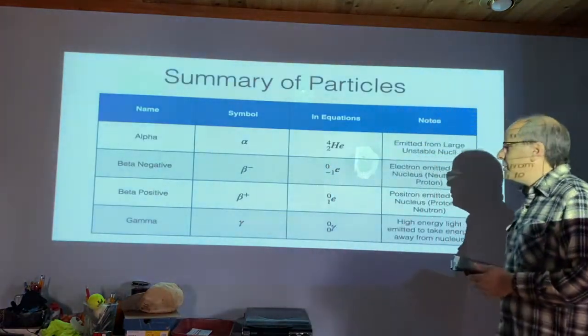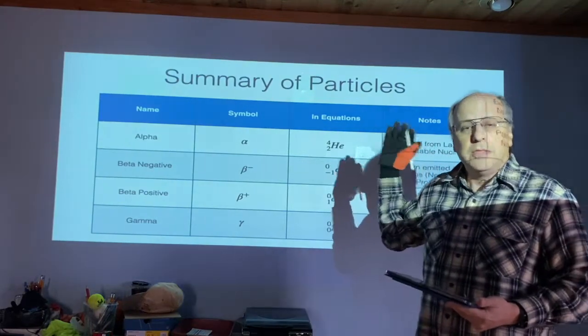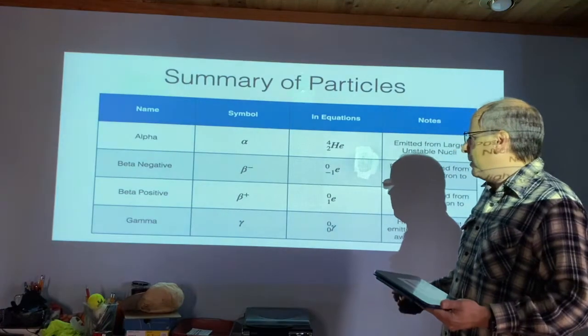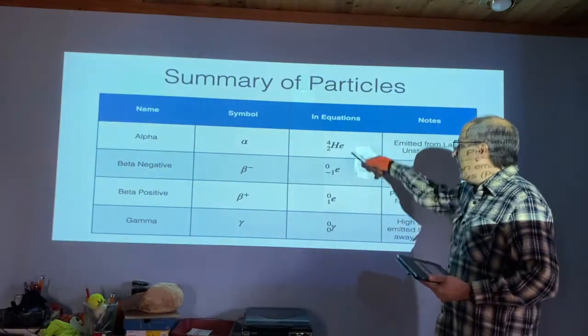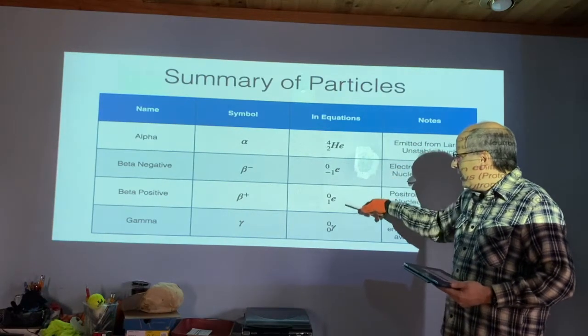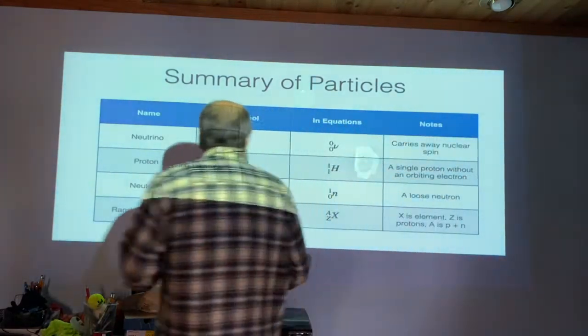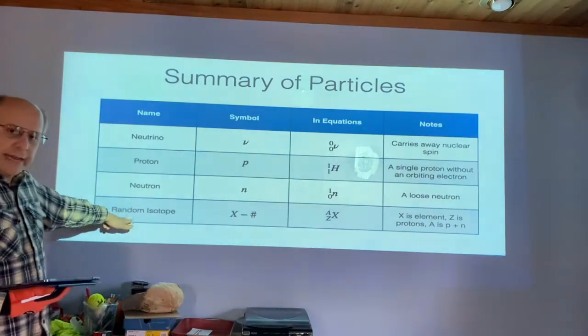I also wanted to make sure you had your summary of particles. I'm not going to spend too much time on this. This is an important thing to have handy. It's all the different particles you might run across in a nuclear reaction. And these are the way you write them in your nuclear reaction. All right? Neutrinos, protons, neutrons.